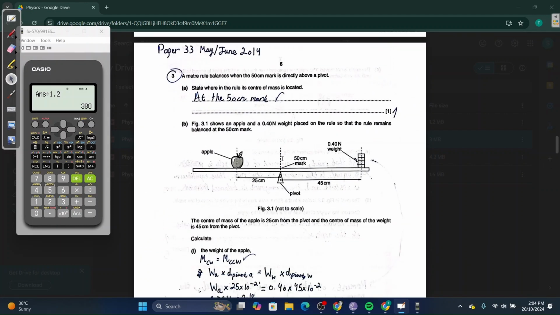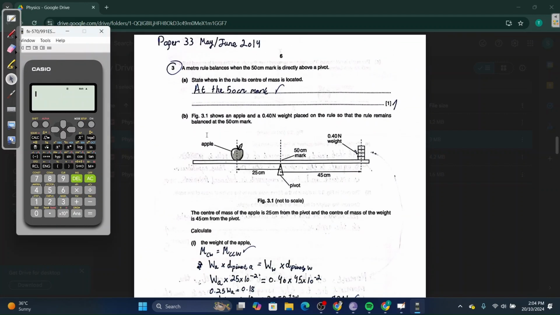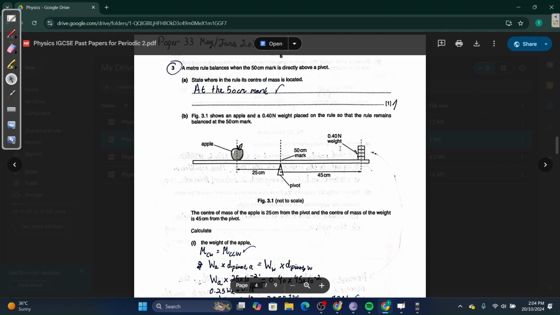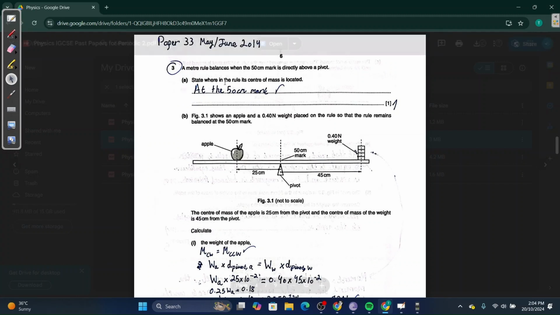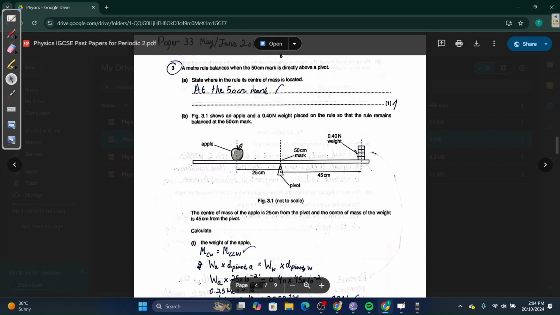Now, paper 33, May June 2014. A meter rule balances when the 50 centimeter mark is directly above a pivot. State where in the rule the center of mass is located. Now it says it's balanced when the 50 centimeter mark is above a pivot. So that would mean our center of mass is at the 50 centimeter mark, because that's the point where we establish equilibrium, where our forces are equal and we're balancing horizontally. Okay, so that's part A.